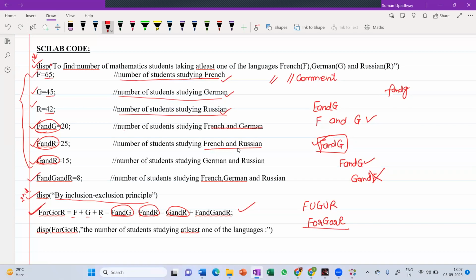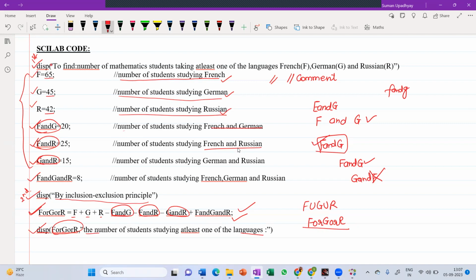Now the system will calculate the value of F or G or R by using this formula. But unless you give this last line, the output will not be displayed on the console window. So you have to display the value of this variable by giving the command DISP. Whatever you write within double quotes gets printed as it is. But to display the value of the variable, you have to write it without double quotes. So here I have written F or G or R without double quotes, so that value will get displayed.